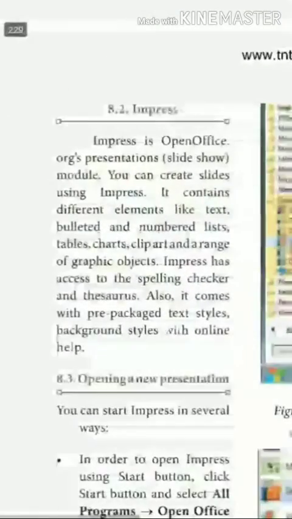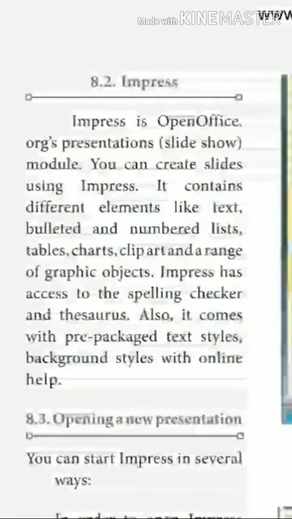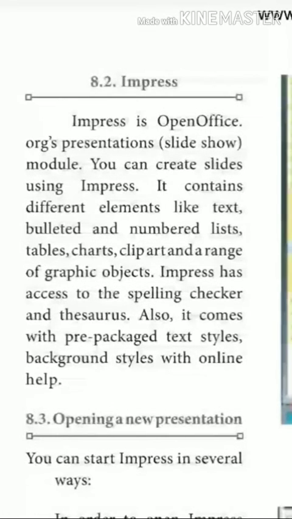So Impress is from OpenOffice. Org means organization. OpenOffice is an organization, it is not an institution. An institution means it will be teaching something to you, and that kind of teaching experience is called an institution. An organization means a group of people come and work together toward a common goal. Okay, so this is an organization.